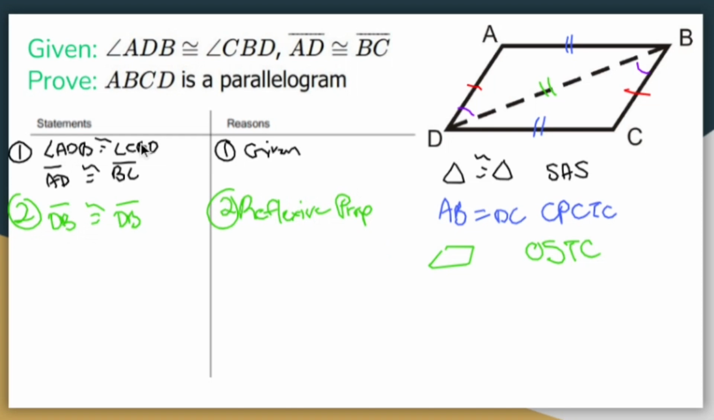Now that I have an angle in between two sides, remember the angle has to be in between two sides if you're going to use SAS, but I do have SAS. Now that I have SAS, I can say that triangle, and let's go in order, let's go from the A, ADB, triangle ADB is congruent to triangle CBD in that order. And what I did was side angle side, SAS.